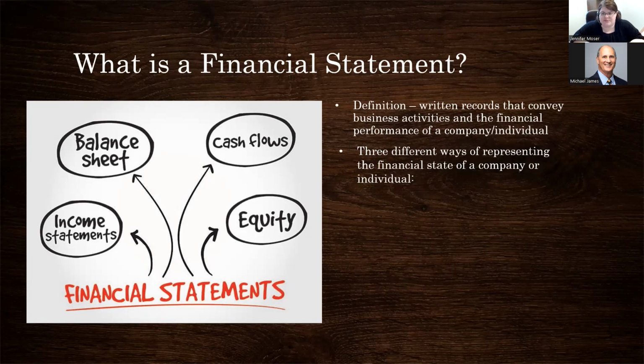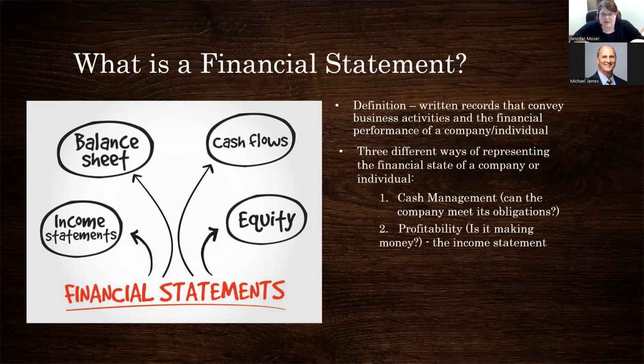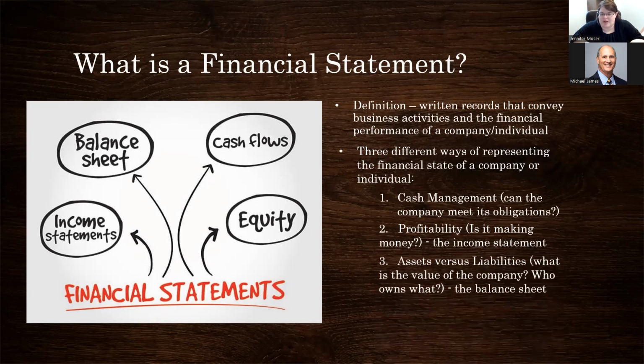So the three different ways of representing this: the first one, as I mentioned, is cash management. The question that needs to be asked is, can the company meet its obligations? The next is profitability. Are you making money, which is in the income statement? The third is assets versus liabilities. What is the value of the company or yourself, or who owns what, which is shown in the balance sheet? Each one of these questions is answered within your financial statement.